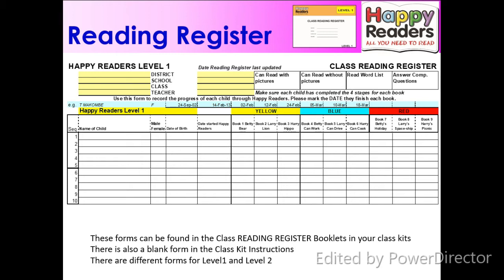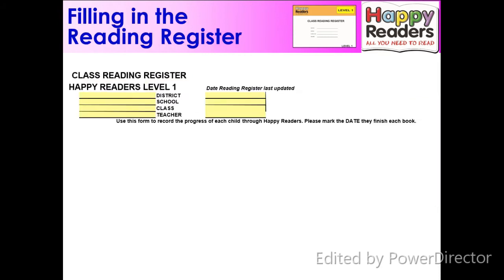So much as we use the attendance register to record the attendance of children, so we use a reading register to record the reading progress of children. And again, we are measuring progress through the scheme. We're not using this to actually measure reading ability at this stage. Okay, there is a book for level 1 and a book for level 2, and we will soon be combining them so that we have one book for all grades.